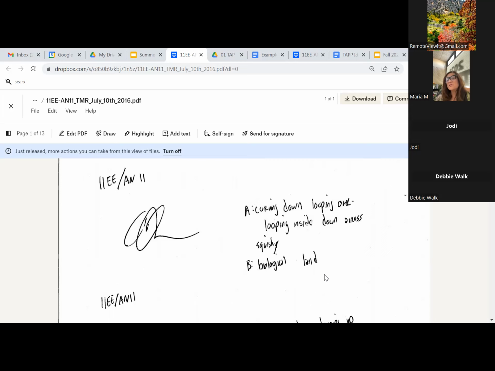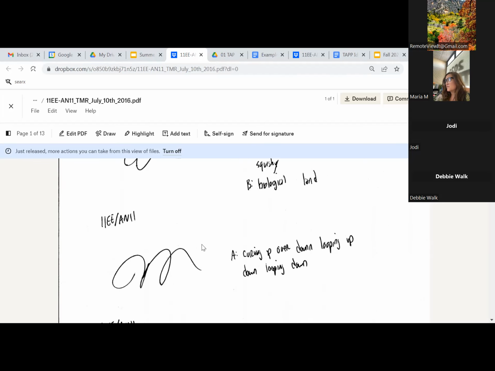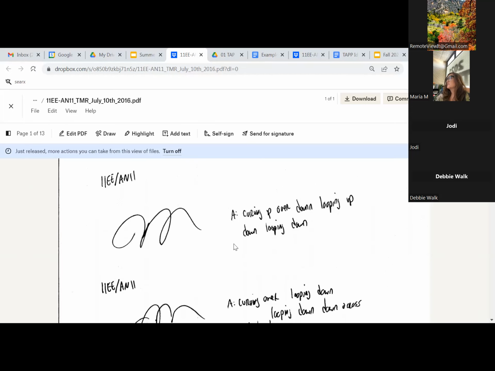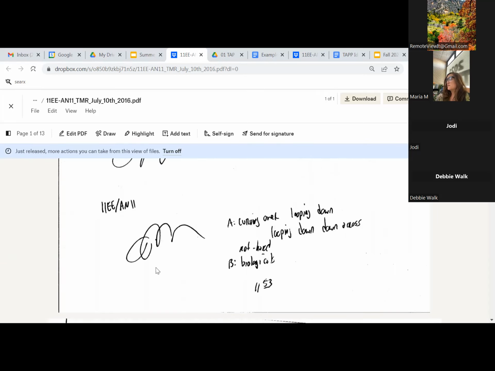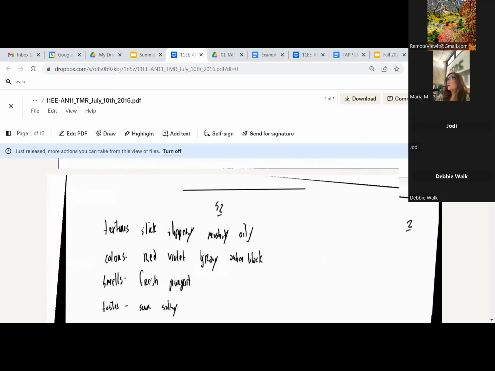So I wrote B, biological and land. Why biological? Because to me, there were loops in it. So I decoded that it had to be biological. And whenever I have a flat surface, I call that land when I'm decoding it. And then I did it again. It was similar to the last one, but not the same. So I wrote that it was curving down, looping, but I skipped my B that time. And then I did it again, and it's still similarly loopy. I don't know why it's that loopy, but I called it biological because there were circles in it. And then that's the rest of that.